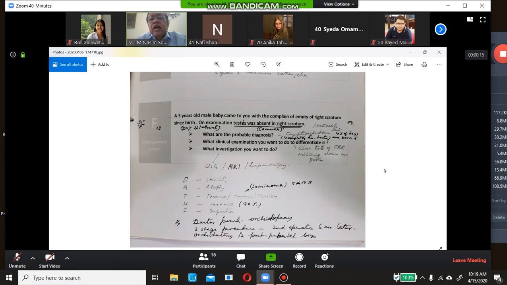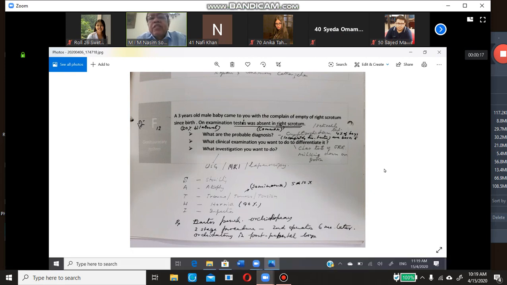Descended at all, undescended. Incomplete descended means it has not completed its descent. So it may be arrested somewhere along its way down into the scrotum. ঠিক আছে. Okay, so এখানে two important differential diagnosis are: cryptorchid or incomplete descended testis, আর একটা retractile testis. There is a difference between incomplete descended testis and retractile testis.